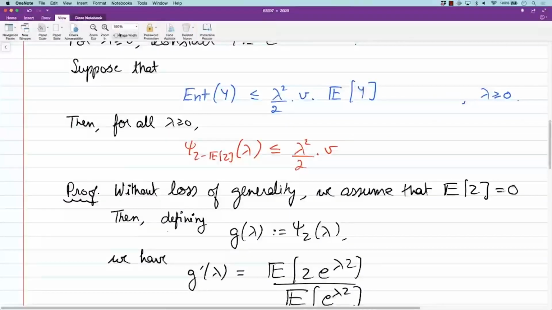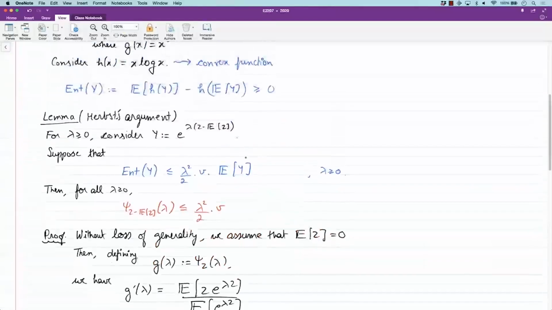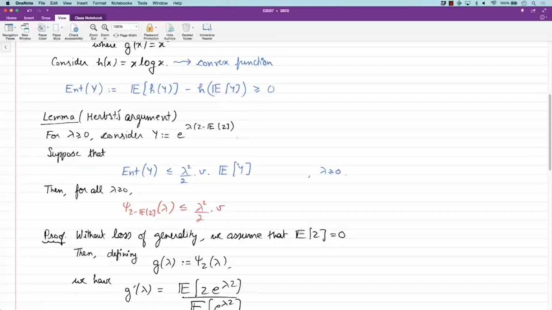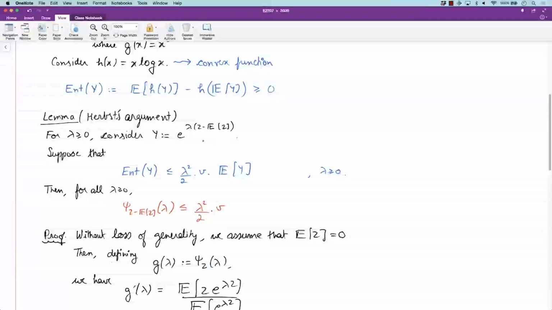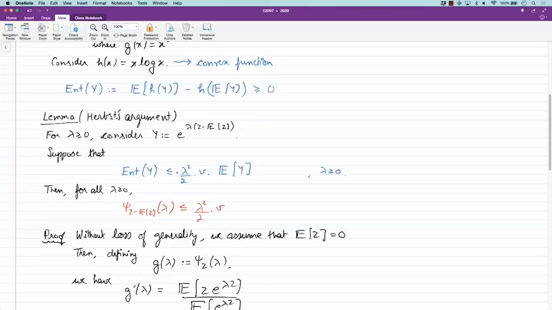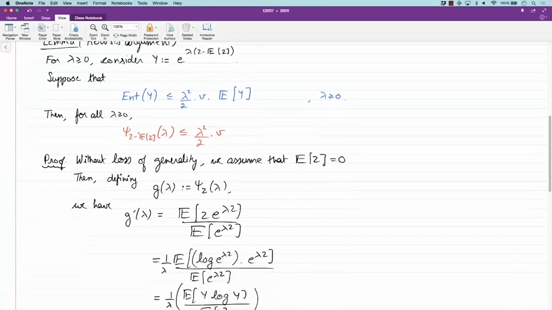This is a very elegant method for establishing a sub-Gaussianity bound. It says that if you can establish this functional inequality for this random variable, where this is just the log moment generating function and this is just the moment generating function, showing that the entropy of the moment random variable is less than or equal to lambda square v by 2 times the moment generating function, then you have a sub-Gaussianity bound.